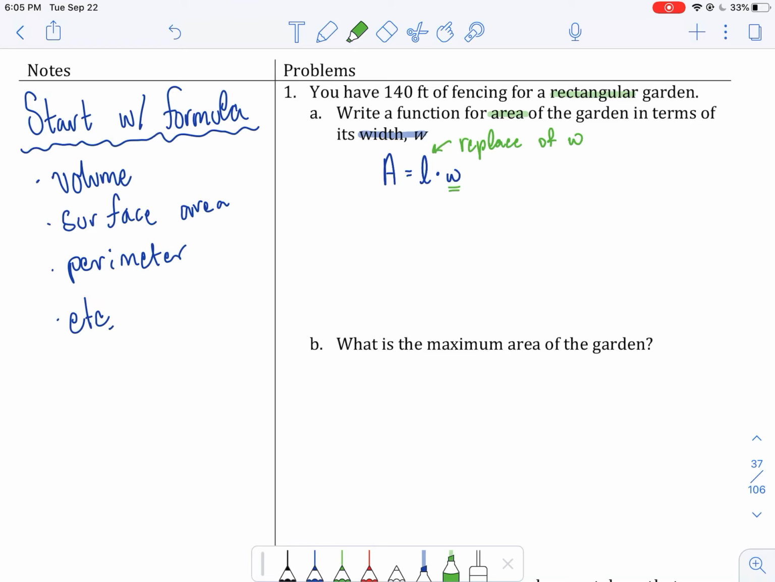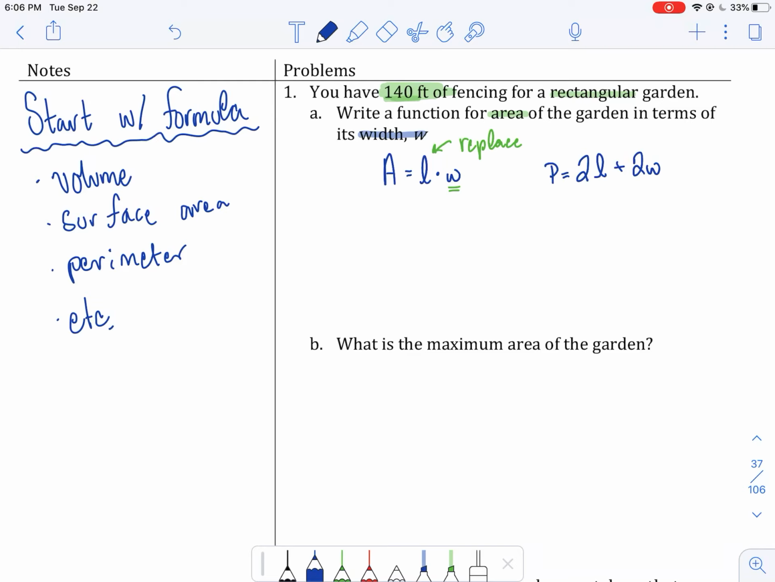Now, we're going to use the other fact that we know about W in order to do this. So then you're looking, okay, I don't know how to replace that, but what I do see here is that I've got 140 feet of fencing. Now, if you think about fencing for a second, this means that it's the perimeter of a rectangle. So I'm going to use another formula. In this case, this would be 2L plus 2W, the perimeter of a rectangle.